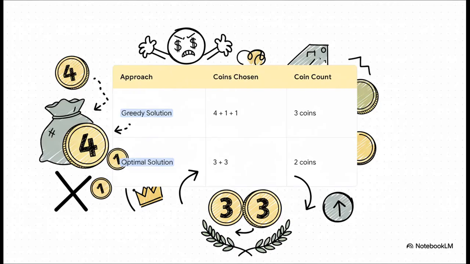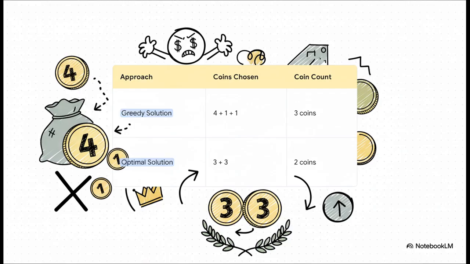And right here, we see the failure in action. So the greedy algorithm looks at the target, 6, and thinks, okay, the biggest coin I can grab is a 4. So it takes the 4. Now it has 2 left to make. The biggest coin it can take is a 1. So it takes a 1. 1 left. It takes another 1. Boom, 3 coins. But hold on, the best solution was just taking 2 3-cent coins. The greedy choice led us to a worse answer.